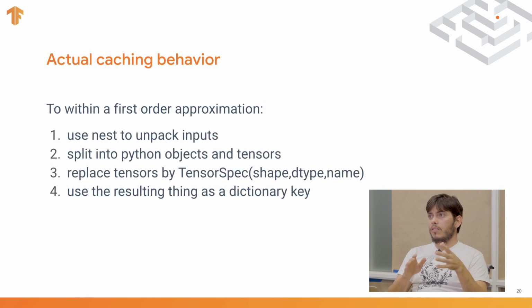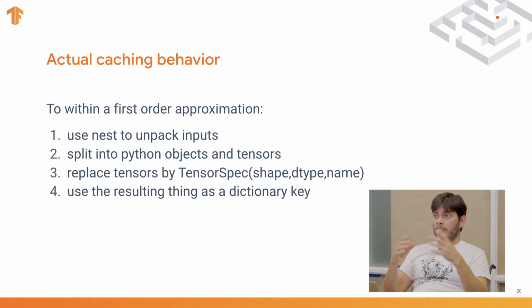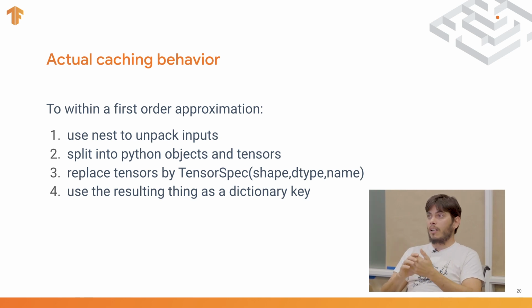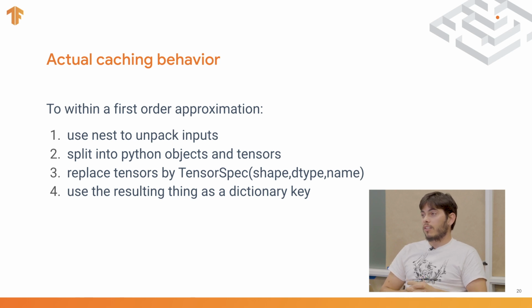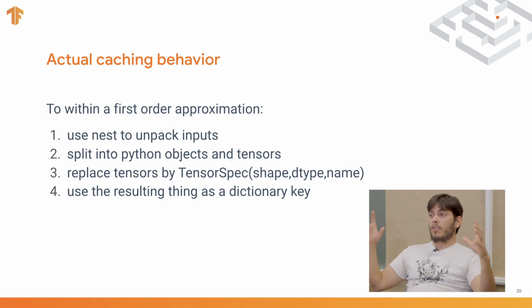And the policy mostly looks like this: we use nest, the tf.nest library, to unpack your inputs. Once we've unpacked your inputs, we split them into Python objects and tensors. We replace the tensors by a tensor spec, which is this type in the TF public API that just has a shape, a dtype, and a name. And then we remorph the thing into a structure and use that as a key into a dictionary. If you are in eager mode, there's no such thing as a name. But if you are building a graph, we do look at the name of a tensor in graph mode, just to try to preserve a little more information. So we use this whole structure as a dictionary key.